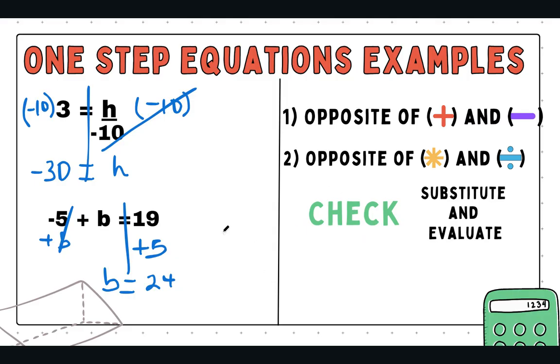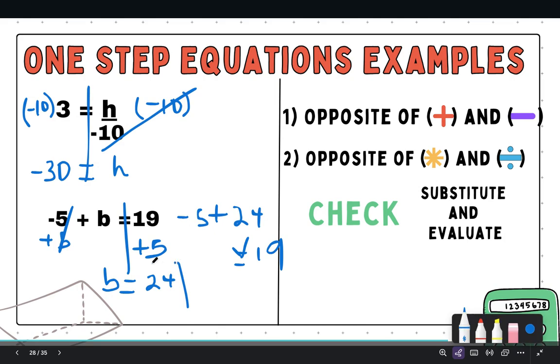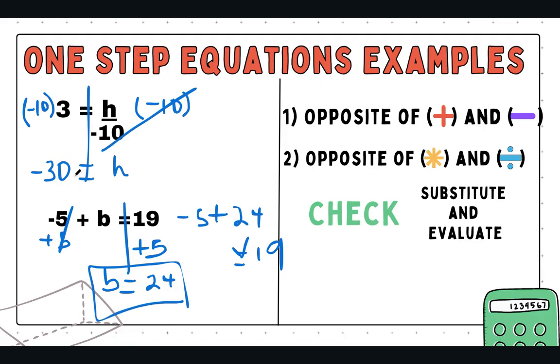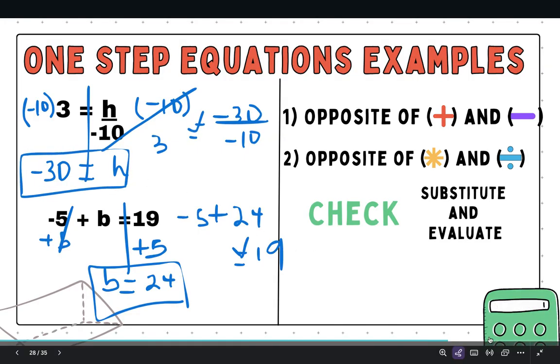And now we can do the checks for both of these, starting with the one on the bottom. Negative 5 plus 24 is in fact equal to 19, so that confirms that b equals 24 is the solution. Over here, if I substitute in negative 30 for h, we have negative 30 divided by negative 10, which is equal to 3. So that confirms again that h equals negative 30 is also the solution to the problem.